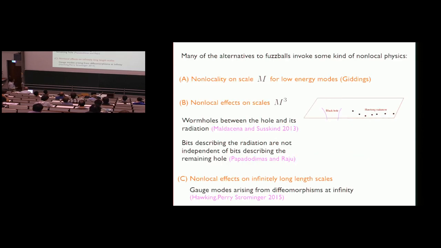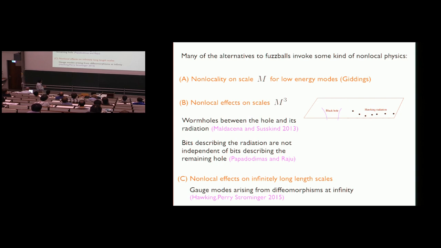And now let's see what it means. Because all the arguments, the other models that have been made, and one should of course respect all the approaches to the black hole problem because it's a big problem, but they involve some kind of non-local physics, just on the horizon scale, like scale M. For local modes, for low energy modes, Giddings had a model of non-locality.